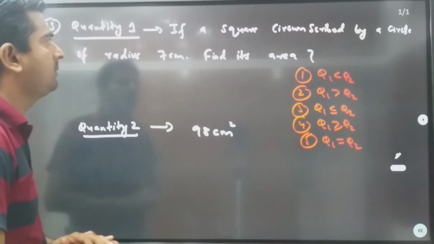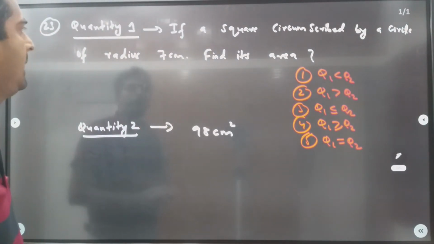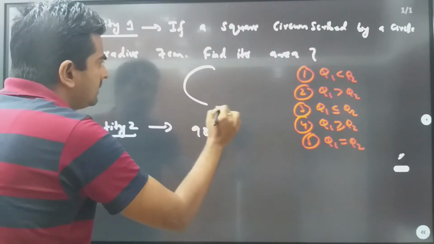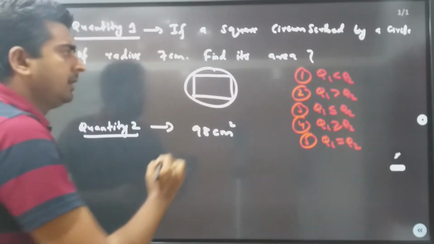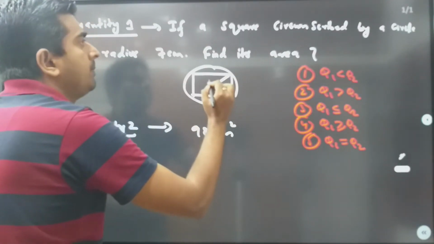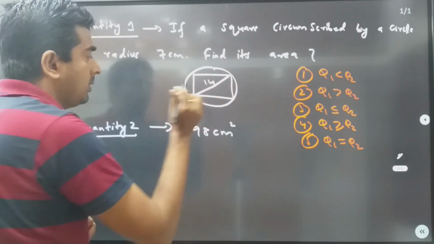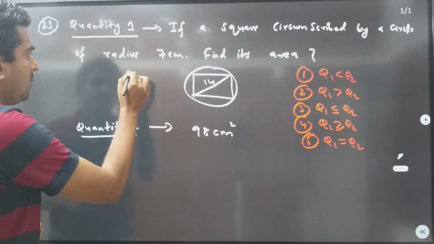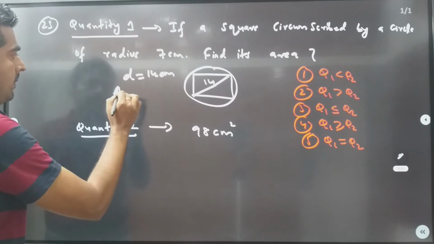Quantity 1, what they have given you: a square circumscribed by a circle of radius 7 cm, find its area. Circle is there, and in that one square is there, right? Radius how much they have given you? 7. So diameter will be how much? 14. And diameter is nothing but diagonal, right? So diagonal is how much they have given you? 14.